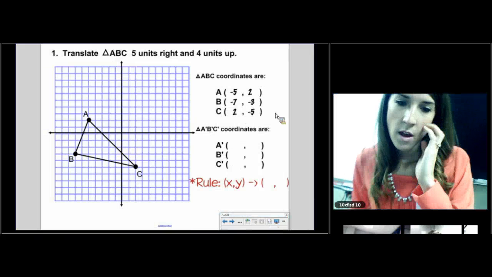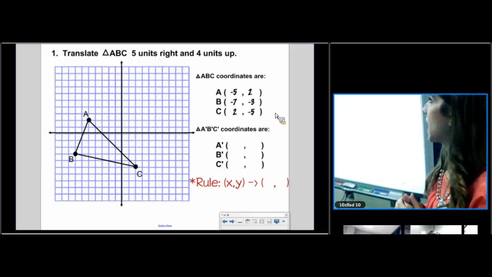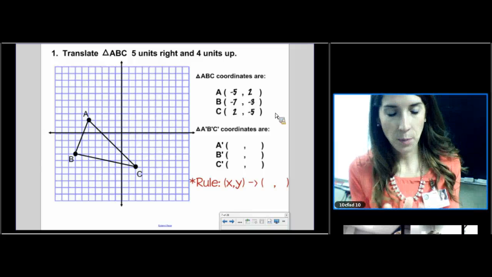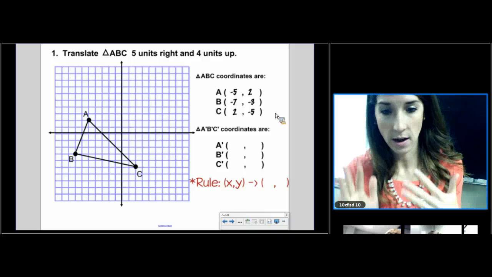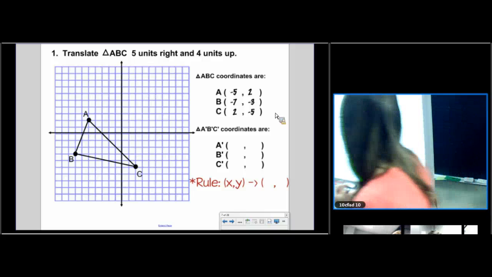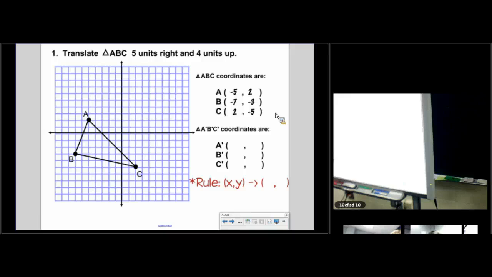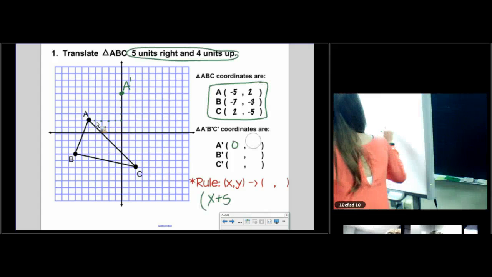Now, as I'm sure you could figure out yourself, what you could do is take each point and go 5 to the right and 4 up. You could use the graph to find the new points. 1, 2, 3, 4, 5. 1, 2, 3, 4. You would call the new point A prime, and then you could figure out what that coordinate is, 0, 5. Good job.